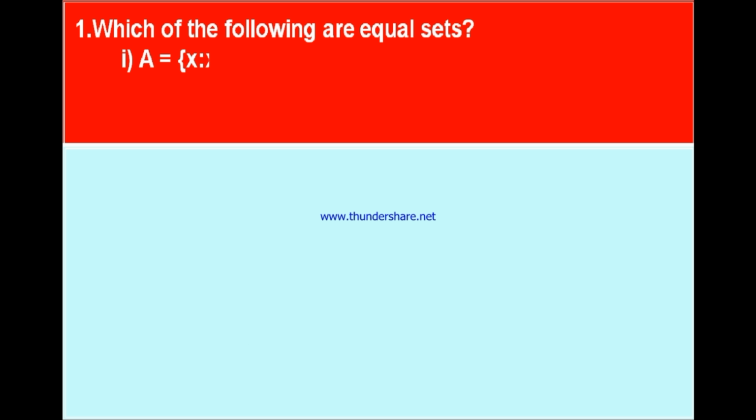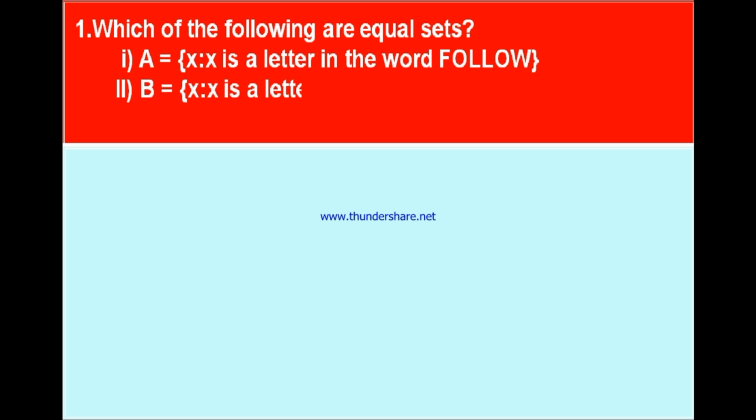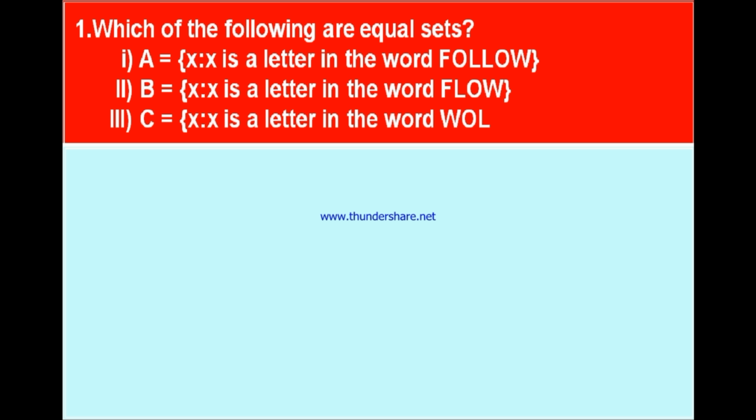Here is the first bit. A is equal to the set of x such that x is a letter in the word follow, and B is equal to the set of x such that x is a letter in the word flow, and C is equal to the set of x such that x is a letter in the word wolf. I shall repeat. Which of the following are equal sets? A is the set of x such that x is a letter in the word follow. B is the set of x such that x is a letter in the word flow, and C is the set of x such that x is a letter in the word wolf.